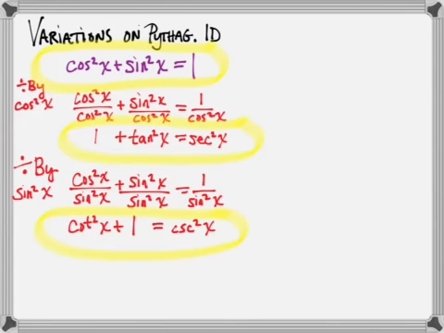Right? But that's not going to change anything. So I have those 3 variations on the Pythagorean identity, and we want to talk about our domain and our range here, specifically our domain.